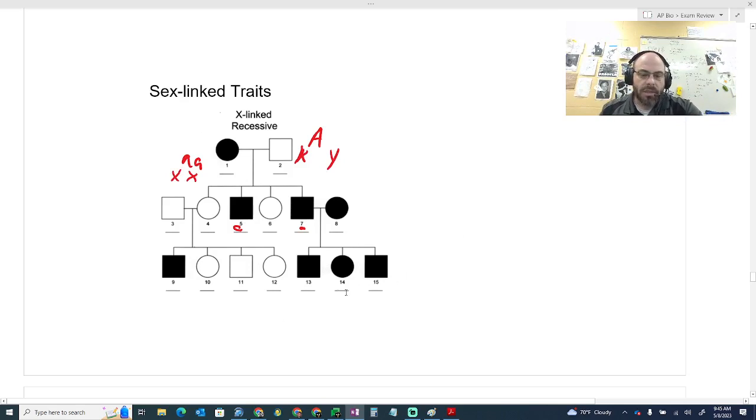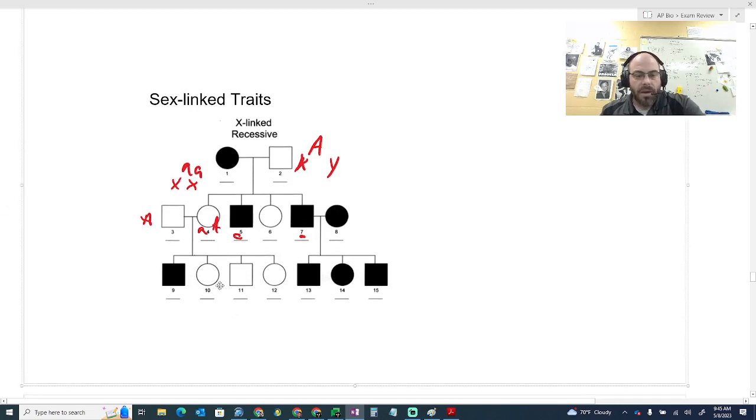The dark ones are easy because they have it, but for some of them you may not be able to tell. Mom is for sure giving her daughter one little a, right? But her other one is a big A. And so maybe you can't know all of them, but we know that this guy gives that because he doesn't have the disease.